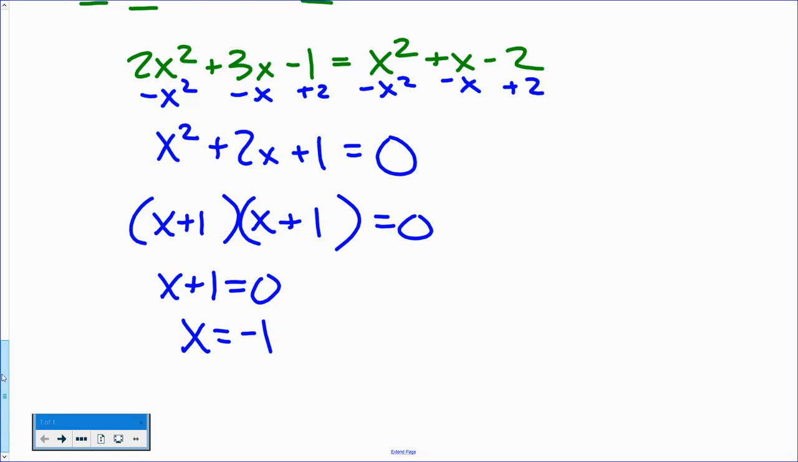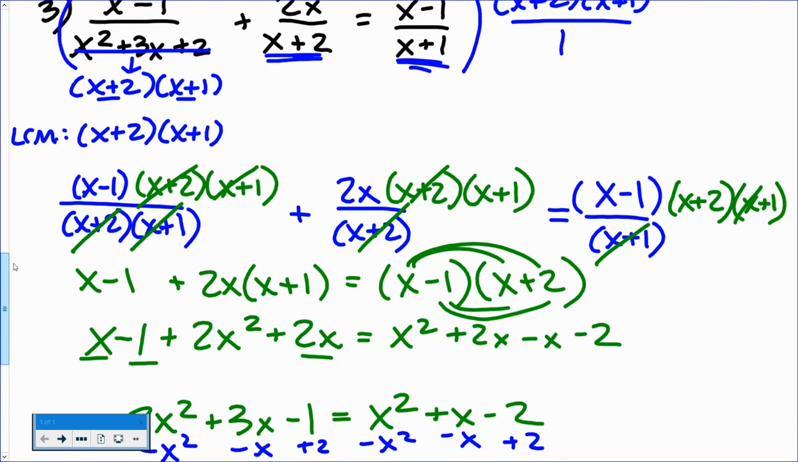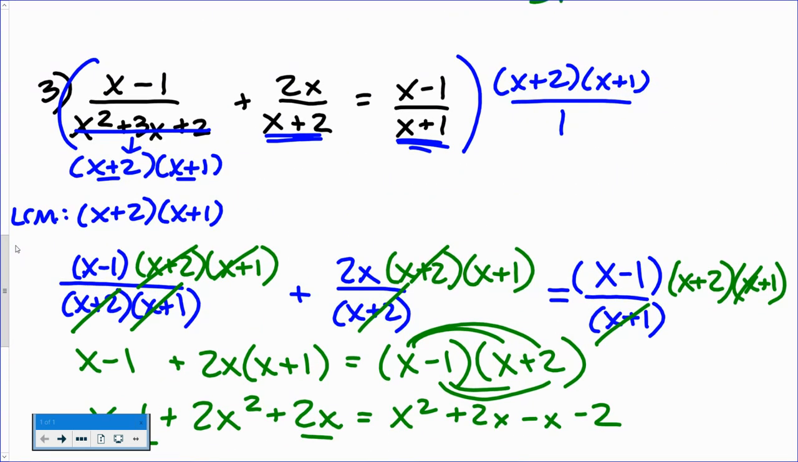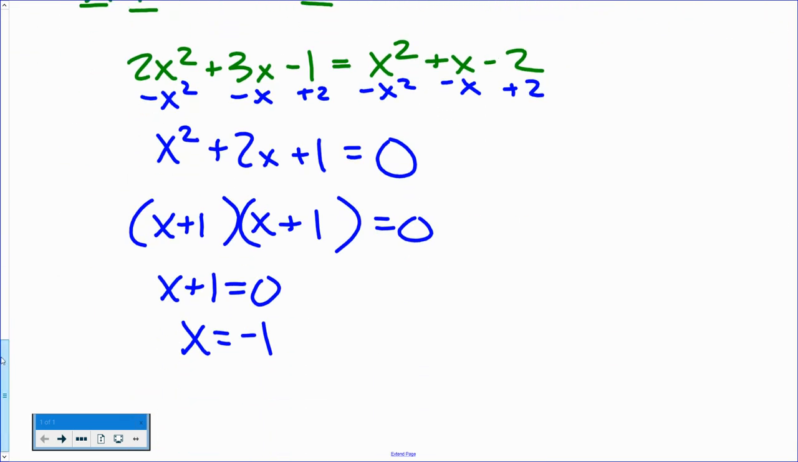Now, before you go about circling that answer, let's talk about the restrictions on this problem. X could never equal -2, and x could never equal -1. But what did we get? We got x to be -1. That can't happen, so there is no solution to this problem.